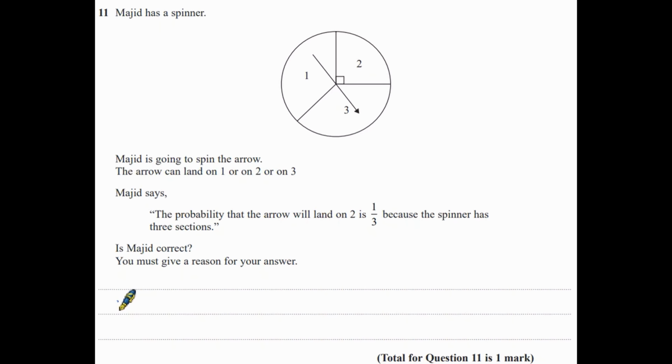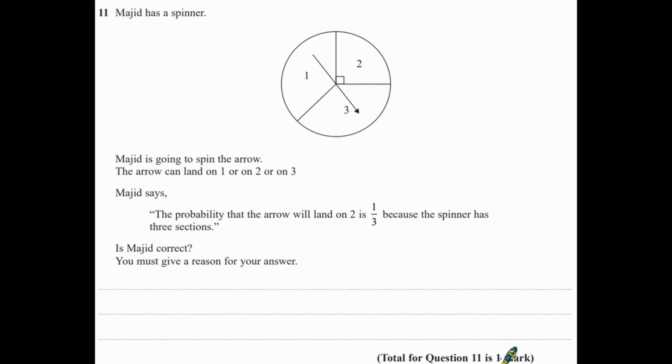Question 11. Majid has a spinner. He's going to spin the arrow. The arrow, here we go in the center here. The arrow can land on 1, 2 or 3. Majid said the probability that the arrow will land on 2 is 1/3, because the spinner has 3 sections. Is Majid correct? And you must give an answer.